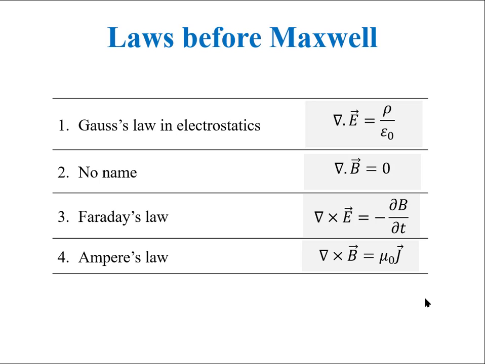Now these are the four fundamental laws and the differential equations for them before Maxwell. The first equation is Gauss's law in electrostatics. The second equation has no specific name, but it is the statement telling that there is no magnetic monopole in nature. The third and fourth equations are the statements of Faraday's law and Ampere's law.